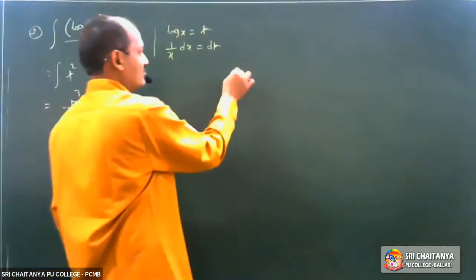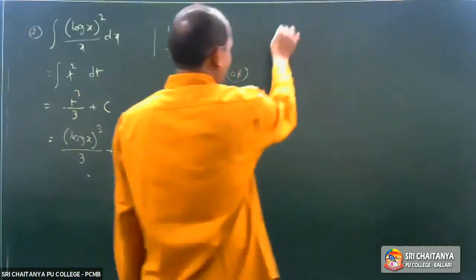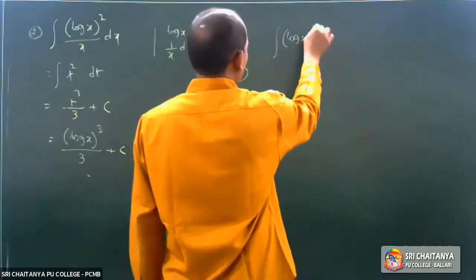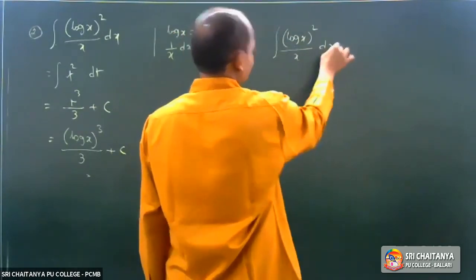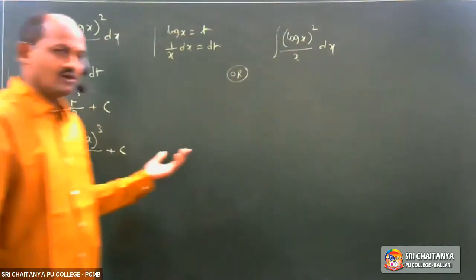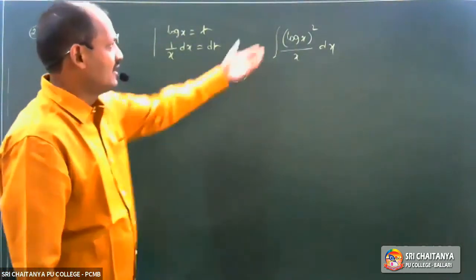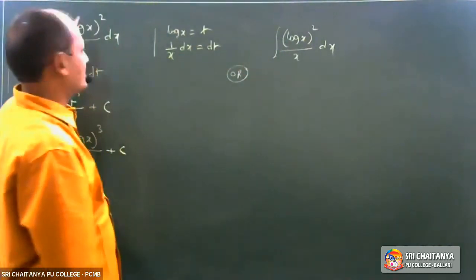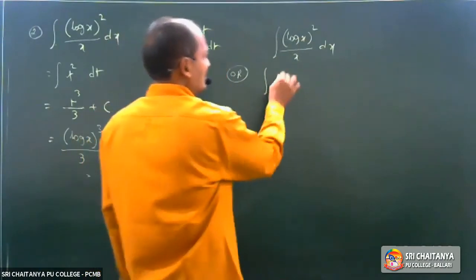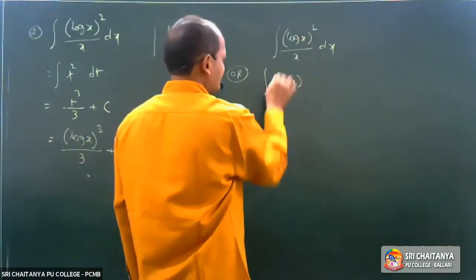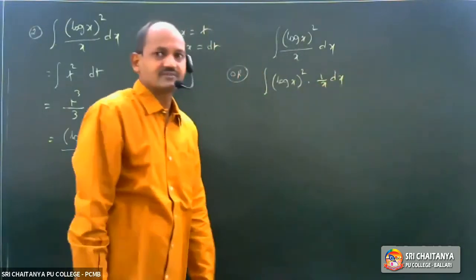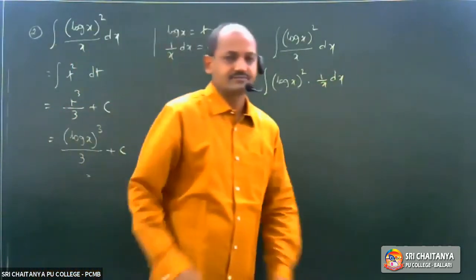Or directly apply the formula. Integral of log x whole square divided by x dx. It is a general application, substitution, or applying the direct formula. The integral of log x whole square divided by x is the integral of log x whole square into 1 by x dx. It is the second property.